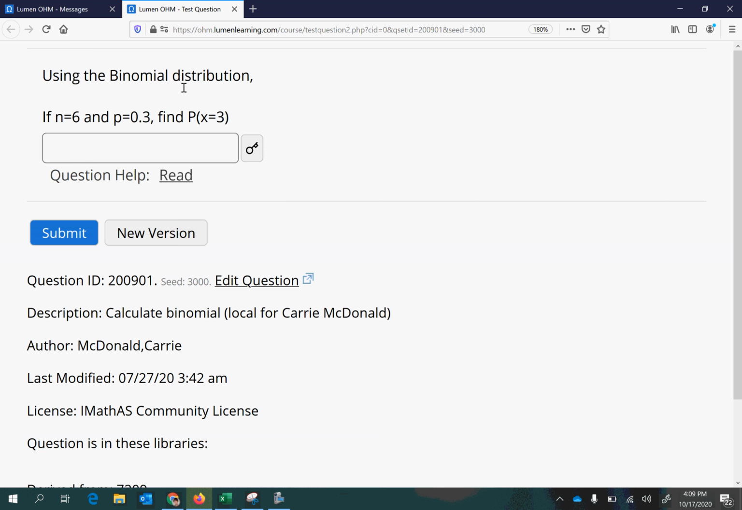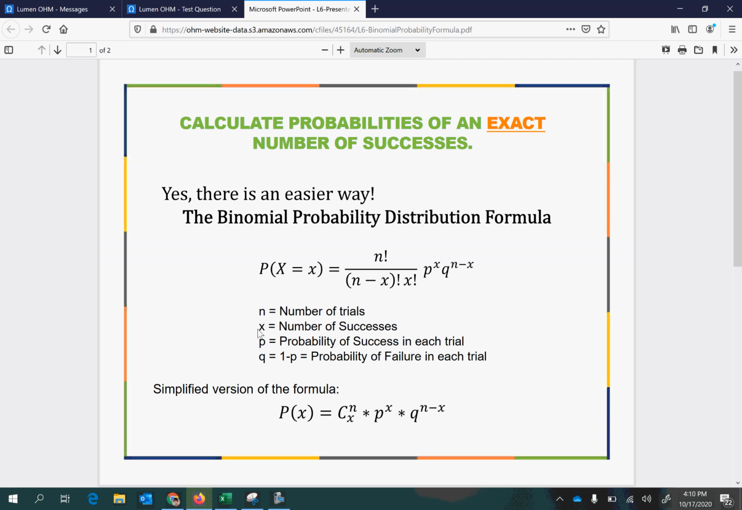Use the binomial distribution. If n is equal to 6 and p is equal to 0.3, find the probability that x is equal to 3. There is a resource attached here. Let's take a look. This is the binomial probability distribution formula.